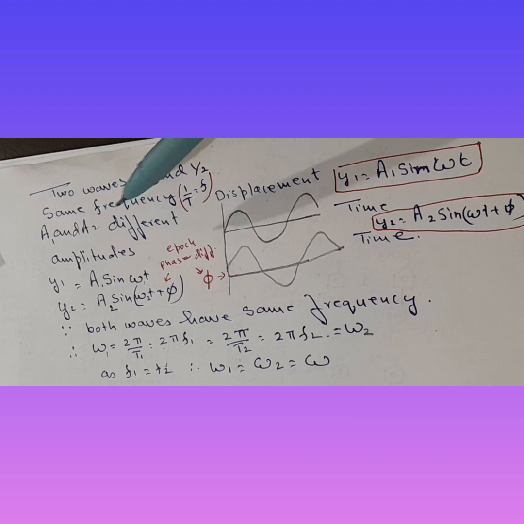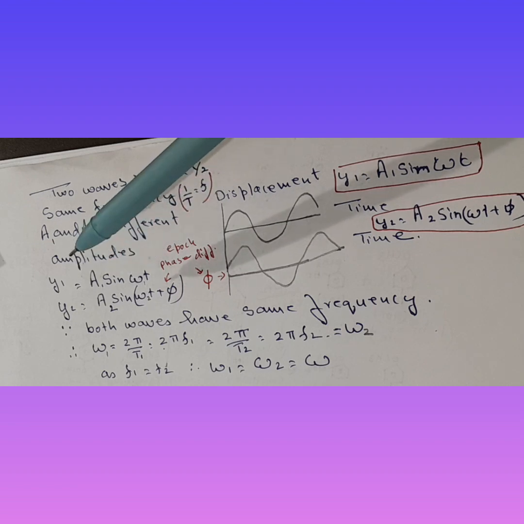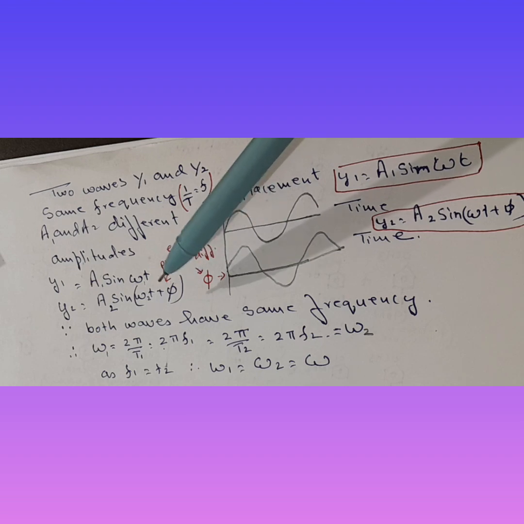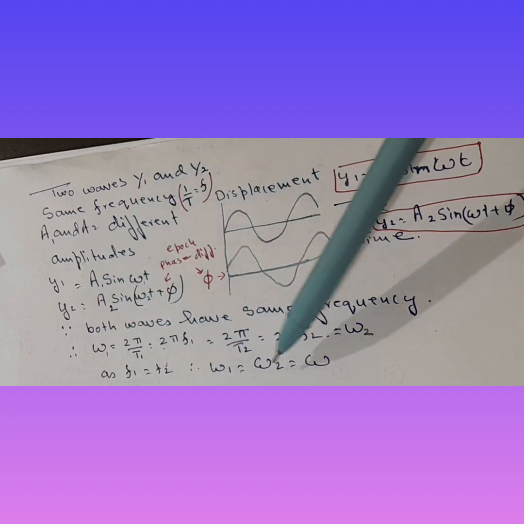So ω is the same, or rather the frequency is the same, and the amplitudes are different. A1 and A2 are different amplitudes. The equation y1 = a1 sin ωt, already mentioned, and y2 = a2 sin(ωt + φ), already mentioned. φ, as I explained, is the phase difference. Both waves have the same frequency, which I already explained.